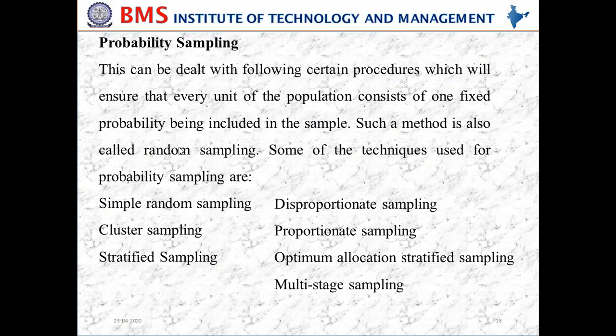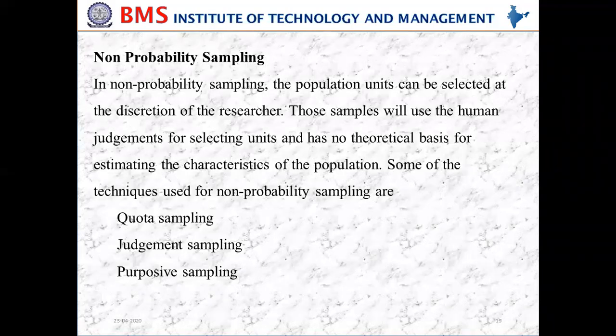In random sampling, there are so many techniques in probability sampling: simple random sampling, cluster sampling, stratified sampling, disproportionate sampling, proportionate sampling, optimal allocation, stratified sampling, multi-stage sampling. These are all just to know what sampling is, what the types of sampling are, and what the different types in probability sampling are. Next, non-probability sampling.